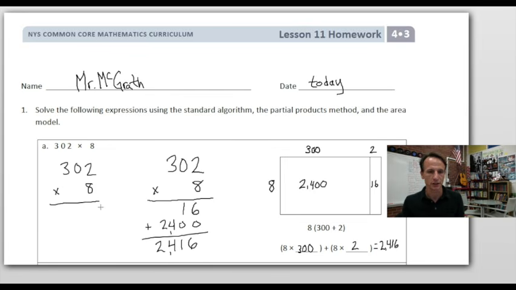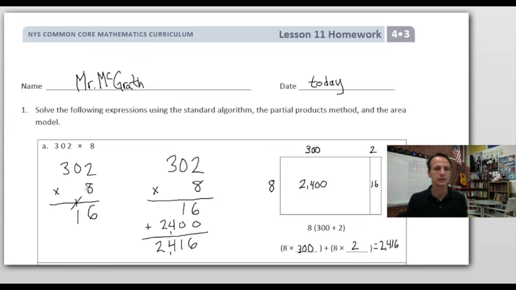8 times 2 we already know, we just did it twice, is 16. Now in this case though, instead of writing out the full 16, I place the 6 and regroup the 1 in the tens place here. So when I do 8 times 0 is 0, I then say plus 1, crossing it out, so I remember, okay, I used that. So 0 plus 1, of course, is 1.